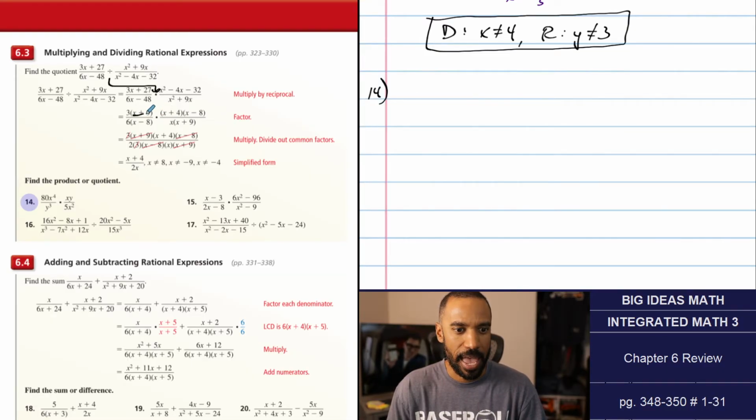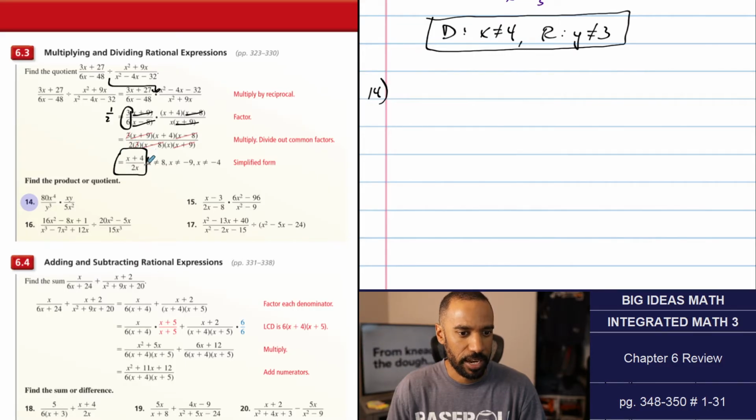For example, x plus 9s can cancel. x minus 8s can cancel. And 3 over 6 reduces to 1/2. So you're left with 1 times x plus 4 on top, or just x plus 4. And you're left with 2 times x on bottom, or just 2x. So x plus 4 over 2x is the final result.